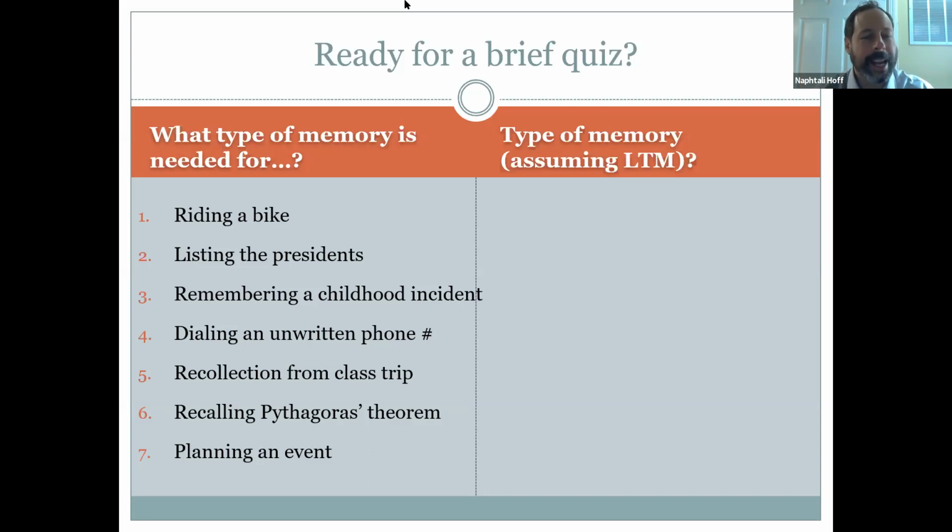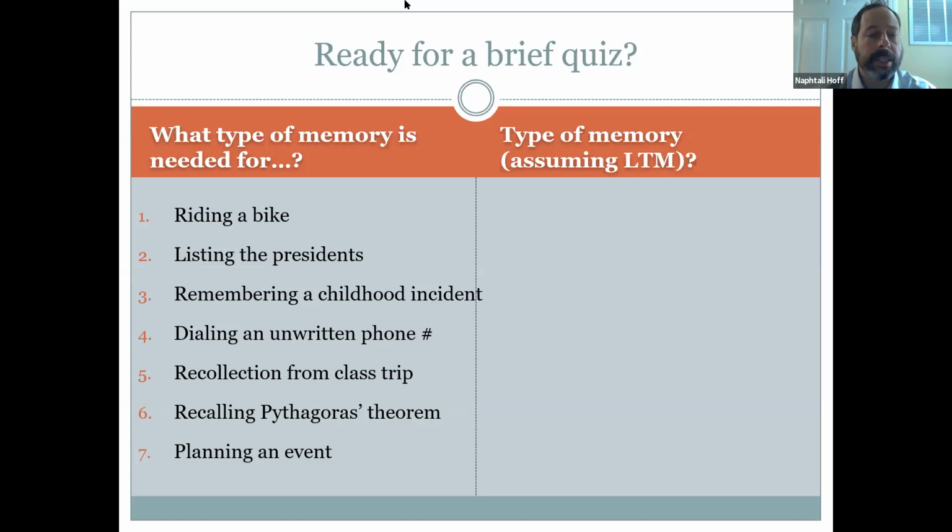Episodic, that's correct. Excellent. How about dialing an unwritten phone number? Number 4, please again write the number and then your response or vice versa. Number 4, the unwritten phone number is semantic, right? We'd also call that perhaps rote. It's not really necessarily embedded in an experience. Okay, going back to what we talked about before. Great. Okay, recollection from a class trip. That would be episodic as well, yes. Unless there's a procedure involved, but typically speaking, that is episodic.